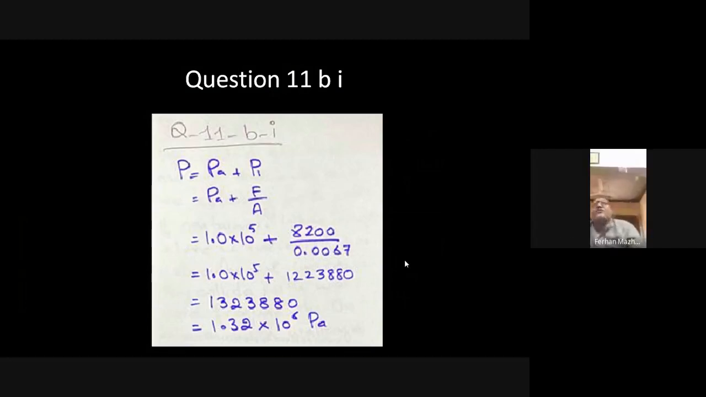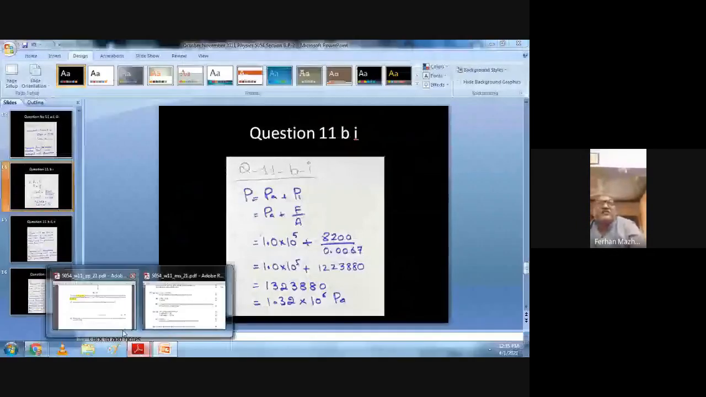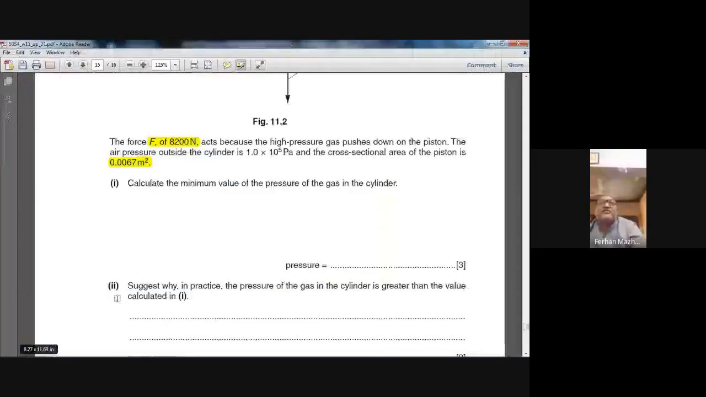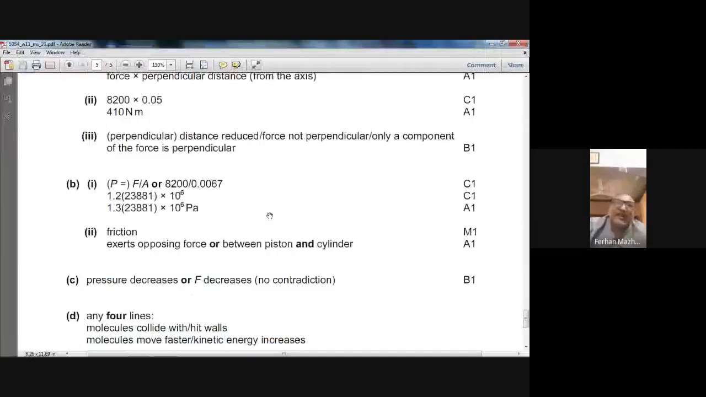Okay, so we are moving to the next question. The next question on your screen was the 3 mark one. Let's check the marking scheme also. Sorry, we have not checked the marking scheme. You can see that our answers are right. B, first part.